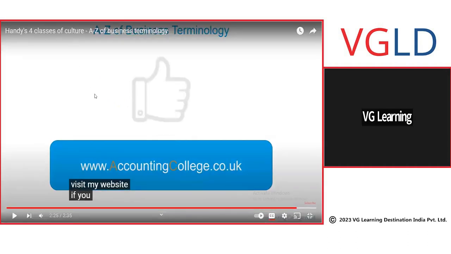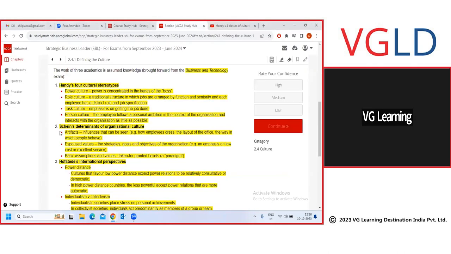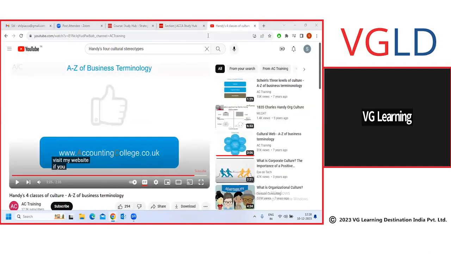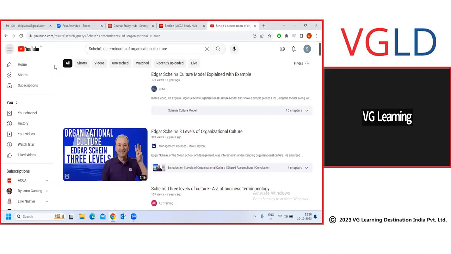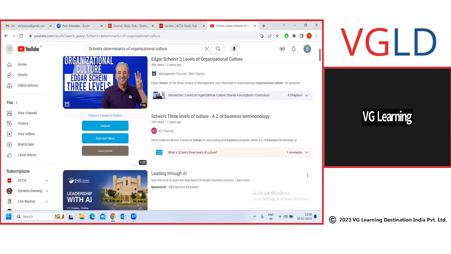Okay, so that was about Handy's four cultural stereotypes. I'm going to just show you a very quick one on Shine's determinants of organizational culture as well. I really request you to please spare some time as part of your homework. Try and go back to these concepts in case you're not thorough with them already. Just going to try and find a good one.